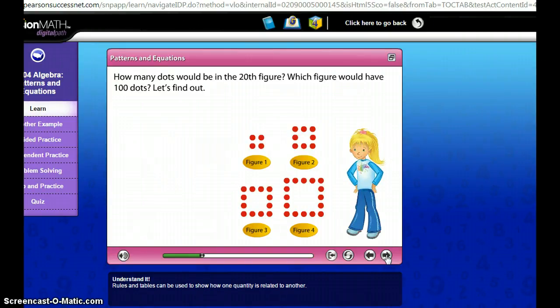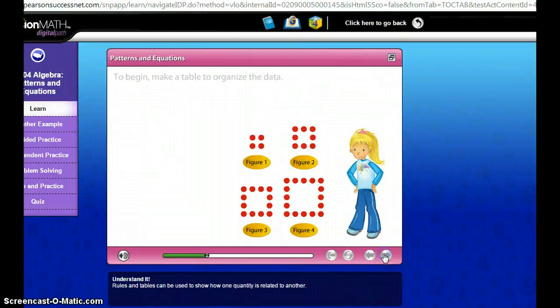How many dots would be in the 20th figure? Which figure would have 100 dots? Let's find out. We did something similar to this in a previous topic. We're going to come up with the rule, or the equation, for this, and we'll be able to figure out how many dots are in the 20th figure. We'd be able to figure out how many dots are in the 100th figure by plugging it into the rule.